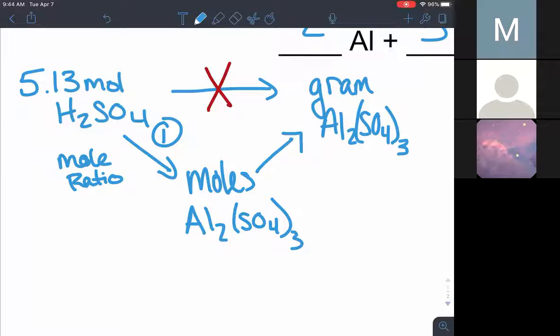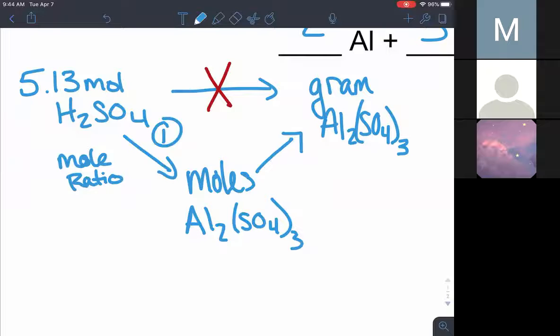Where do we get the mole ratio from again? Where do we find our mole ratio again? Do you guys remember? The periodic table. The balanced equation. Oh, no, the periodic table is not it. The balanced equation. Balanced equation, yeah.